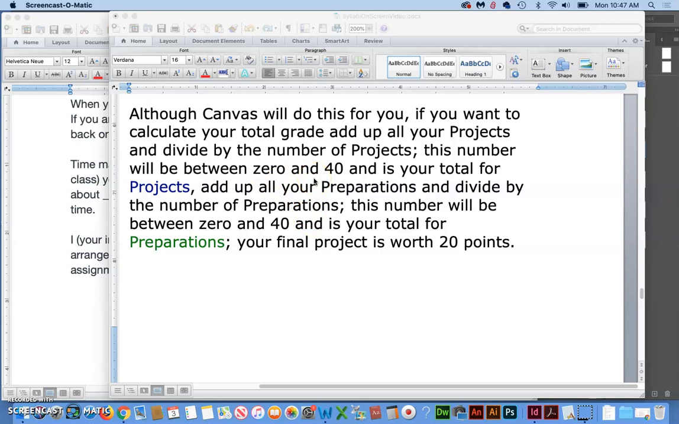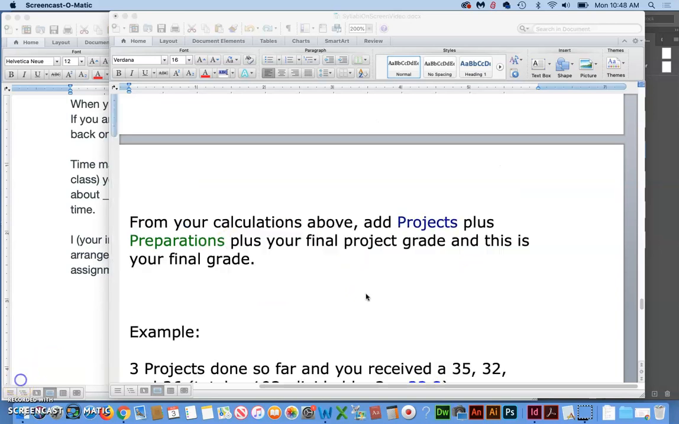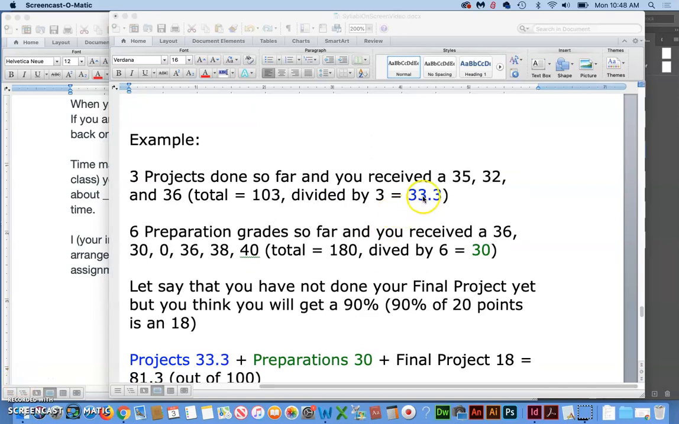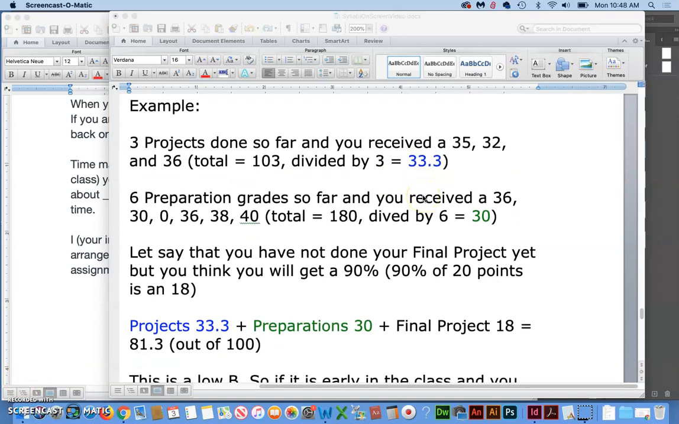Now, if you ever want to manually calculate your grades, that's what this section is going to show you. So everything that is worth 40% is graded out of 40 points, and the things that are worth 20% are graded out of 20 points. So you could simply just add those up in the categories, divide them by the number of assignments in that particular category that you've had, and then add them all together.